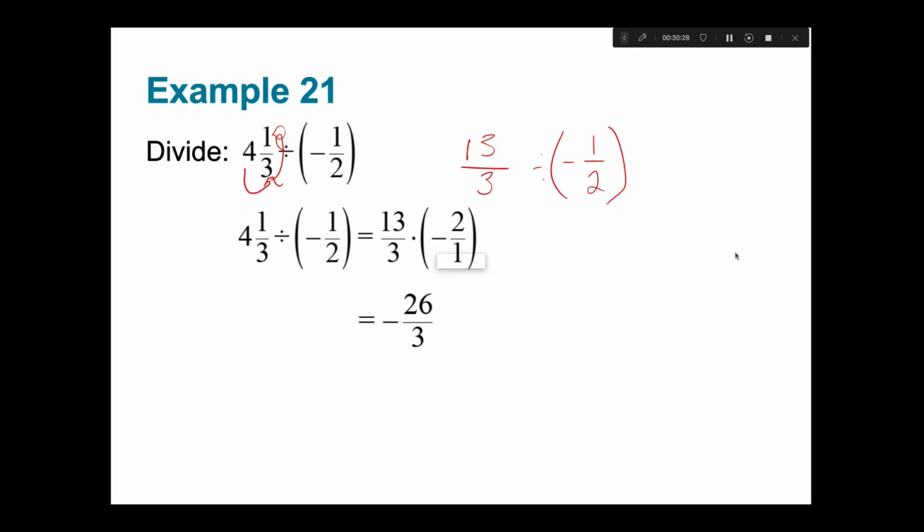3 will go into 26 how many times? 8. With how many left over? 2. So negative 8 2/3.